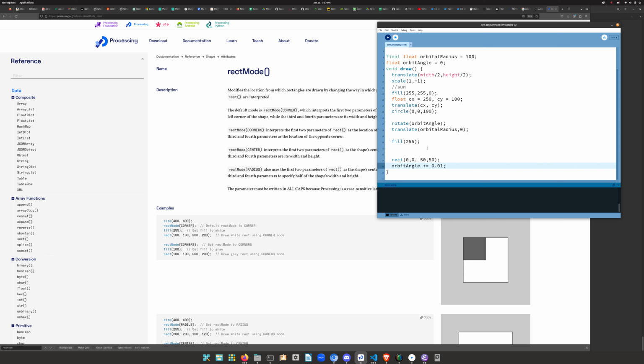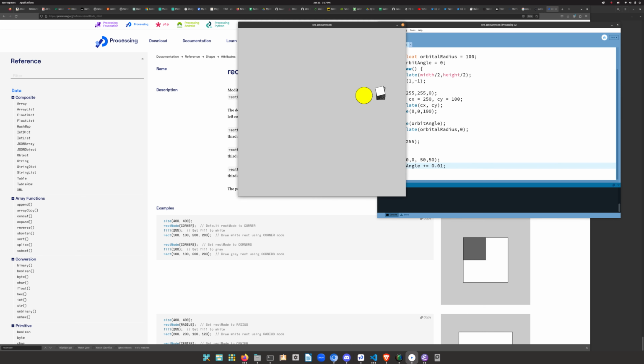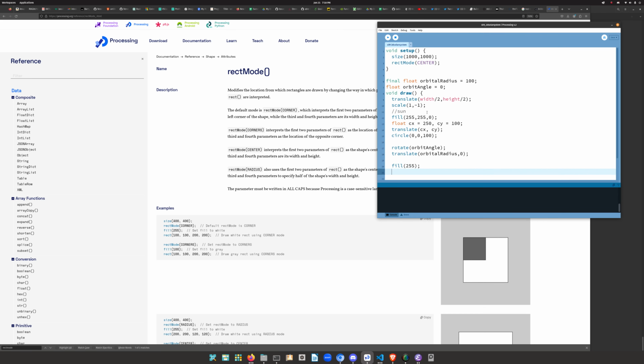All right, so let's see what we got now. So I rotate the orbit angle and I translate it by that orbital radius. All right, this is going to work. All right, now you can see that as the square is going around the star, it's always keeping one side to the star, because when you rotate it in its orbit, you're also rotating it in space. That's what I ended with last time. So we need to go over the math of how we make that not happen. So first of all, background 0, so we got space.